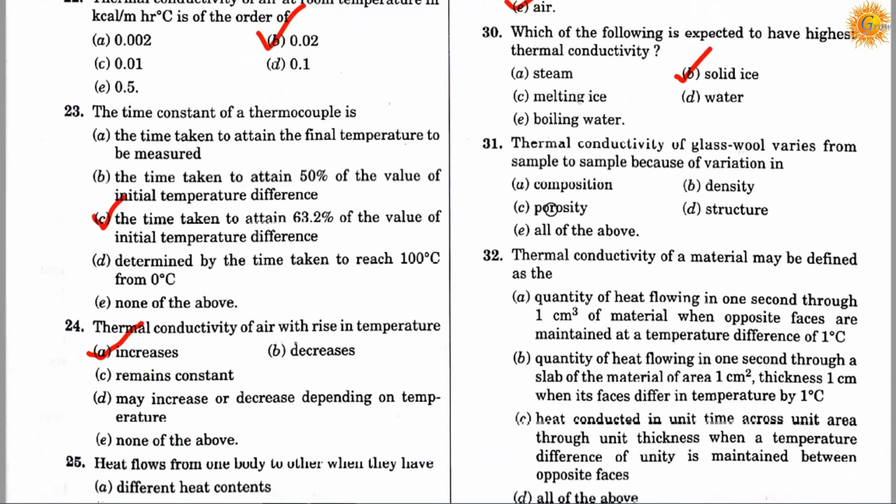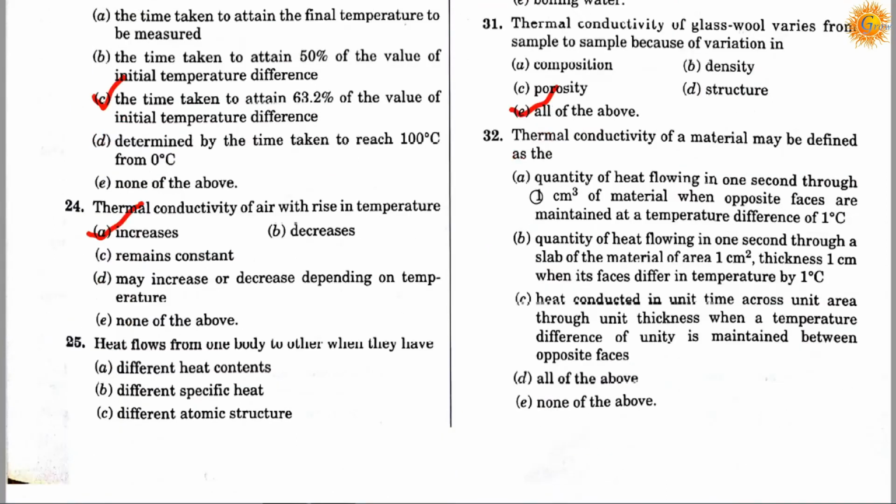Question number 31. Thermal conductivity of glass wool varies from sample to sample because of variation in option A, composition; option B, density; option C, porosity; option D, structure; and option E, all of the above. Correct answer is E, all of the above. It means thermal conductivity of glass wool varies from sample to sample because of variation in composition, density, porosity and structure, all of the above.